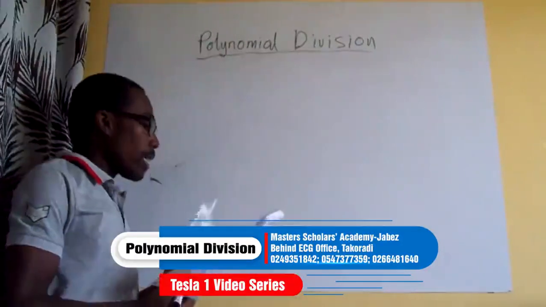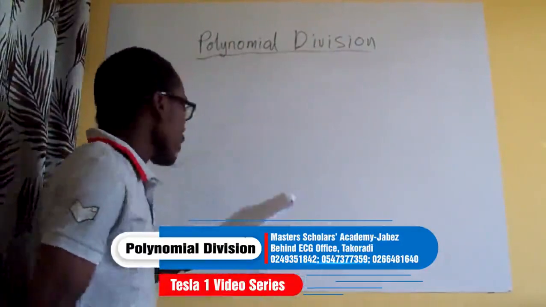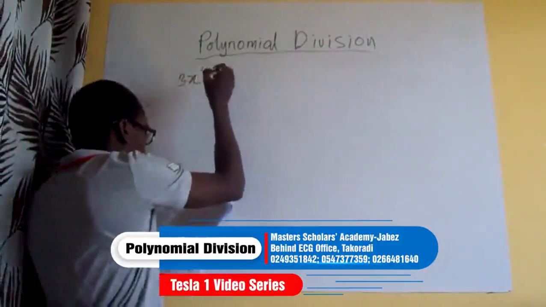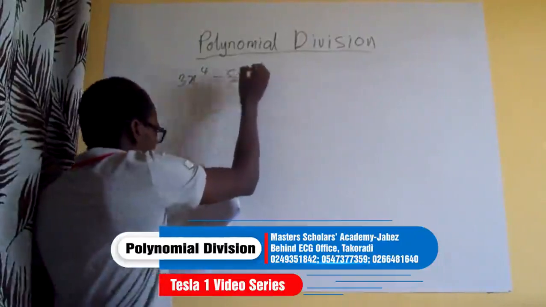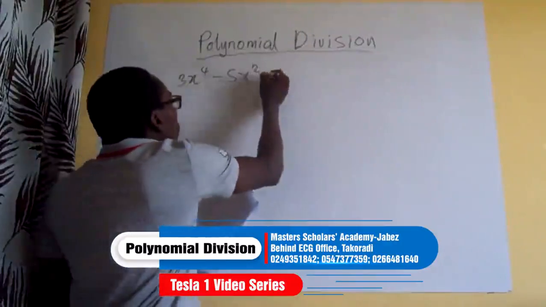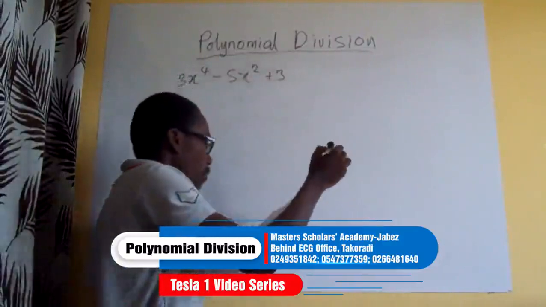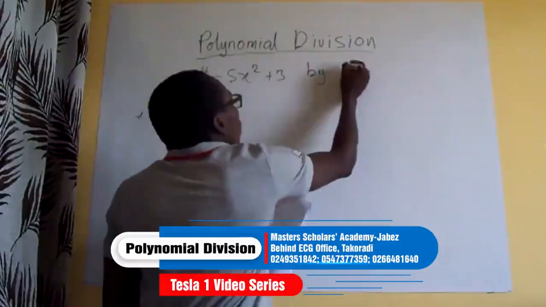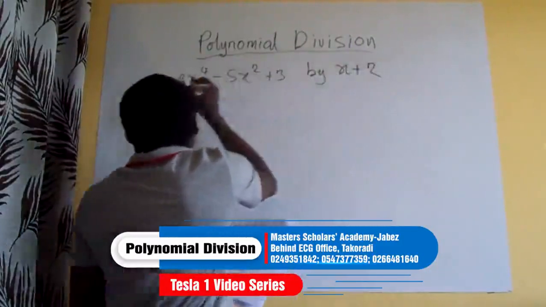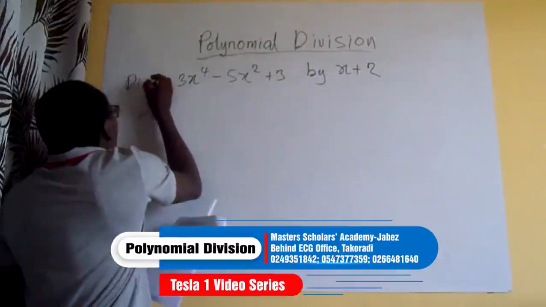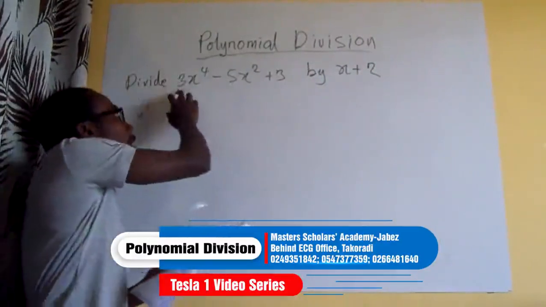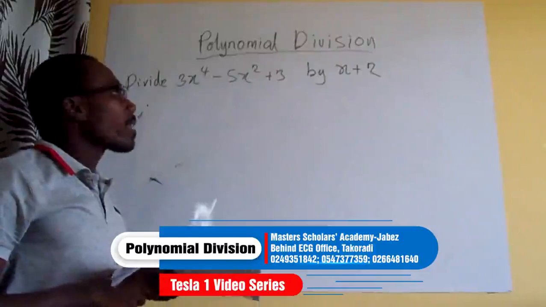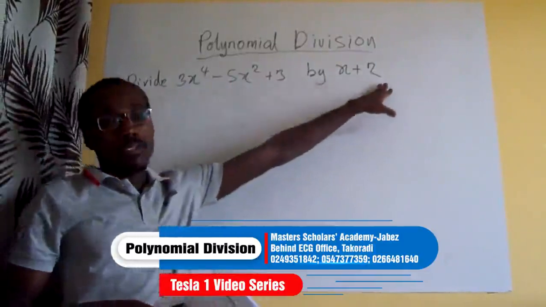So if we have a question like this, where we are to divide 3x to the power 4 minus 5x to the power 2 plus 3, we have to divide this polynomial by x plus 2. So divide 3x to the power 4 minus 5x squared plus 3 by x plus 2.